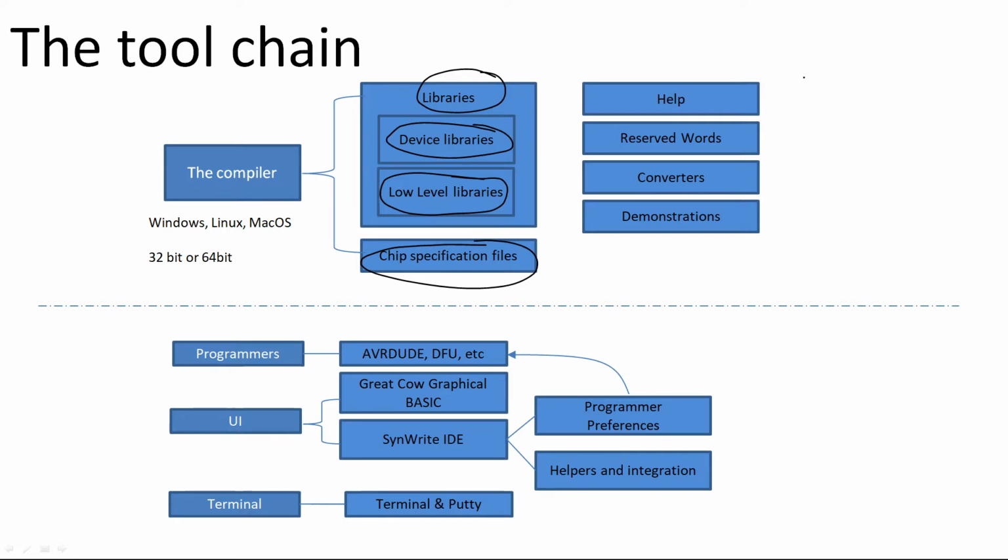Alongside that, we have a couple of other things you should be aware of. We have help, and you've seen those during the tutorials. We have a list of reserved words, which may be useful to ensure you don't clash with the reserved words. You've seen a converter. You can write your own converters. The converter was used when we ingested a BMP and showed that on the graphics LCD device.